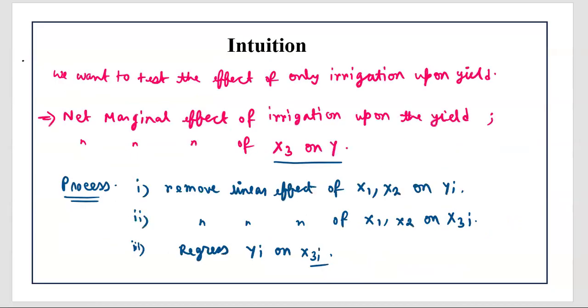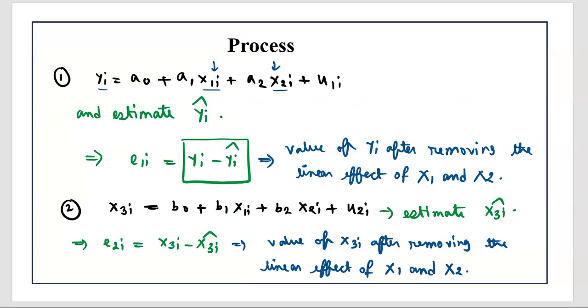So our first two steps are done. We have removed the linear effect of x1, x2 on yi, and we have already removed the linear effect of x1, x2 on x3i. Now the last step would be to regress yi on x3i. Basically, we will use these two things, E1i and E2i, and finally regress them. So the third regression equation will look something like this.